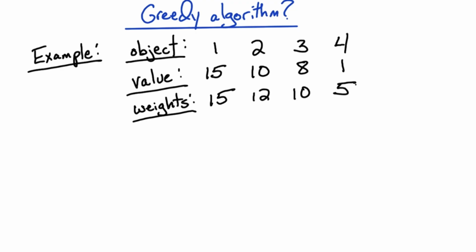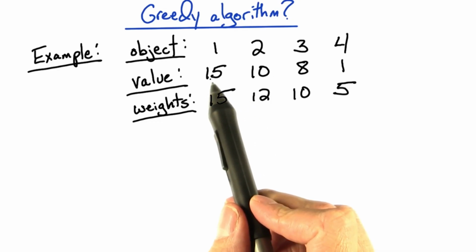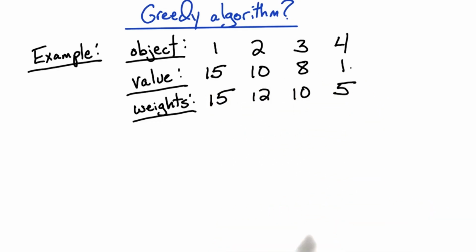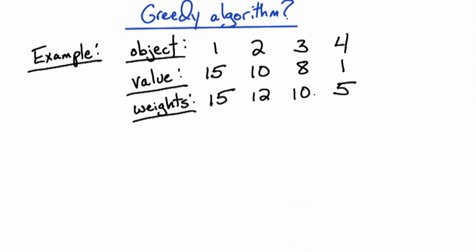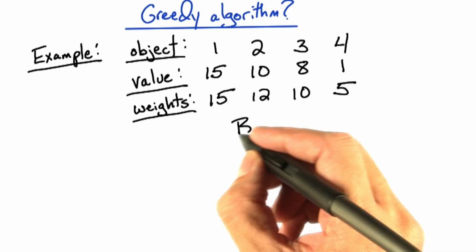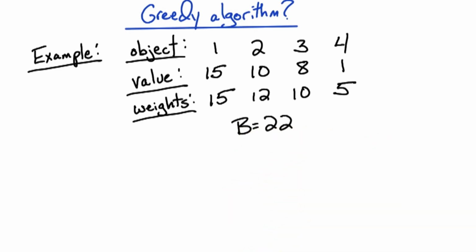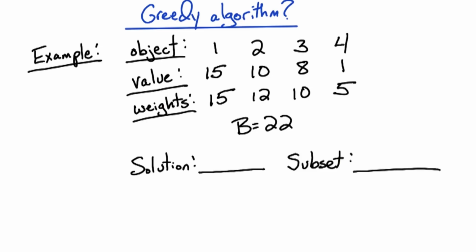Now, here's an example with 4 objects. The values are 15, 10, 8, and 1, and the weights are 15, 12, 10, and 5. And the total capacity will be 22. Now, we're looking at the version where we have one copy of each object that we can use. Let's make sure that you understand the problem. What is the optimal solution for this problem, and what is the subset of objects which attain the maximum value while fitting in the backpack?